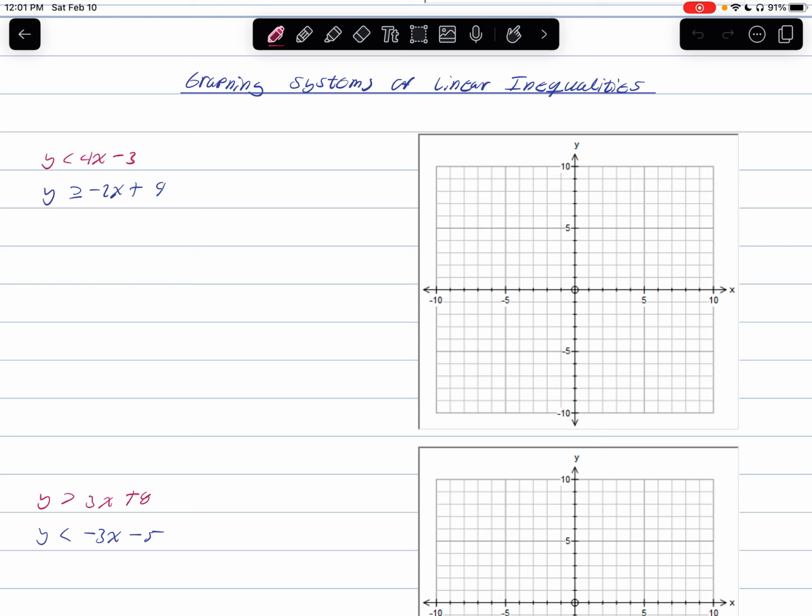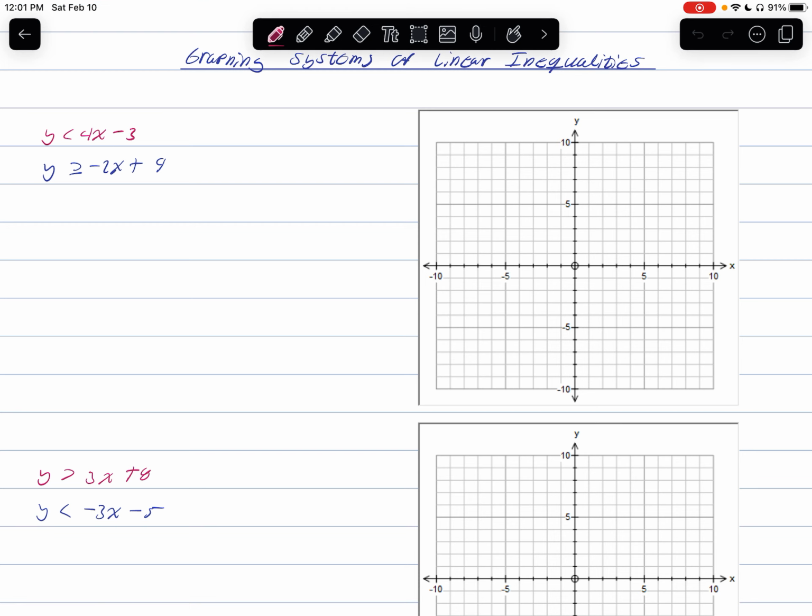So this first one, we have y is strictly less than 4x minus 3. So we're going to start by going down 3: 1, 2, 3. Okay. And we have a slope of 4, so we're going to go up 4 to the right 1, up 4 to the right 1, up 4 to the right 1. And since we have y strictly less than 4x minus 3, that means we're going to use a dashed line here, just like we did in the previous video. And we're not worried about shading anything yet. All we're worried about is just getting the line on the paper.